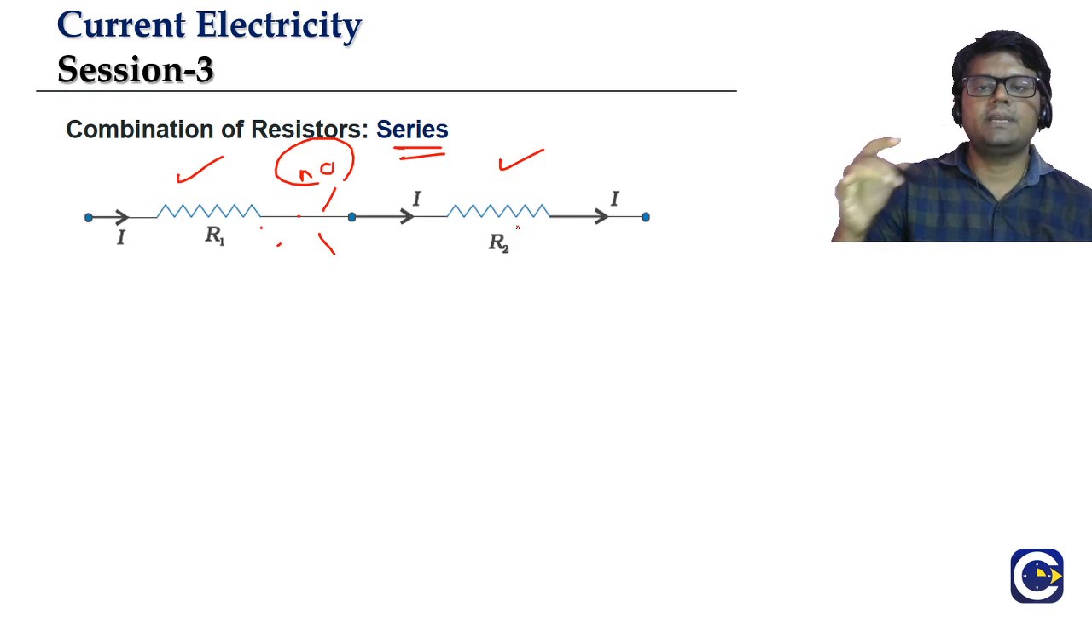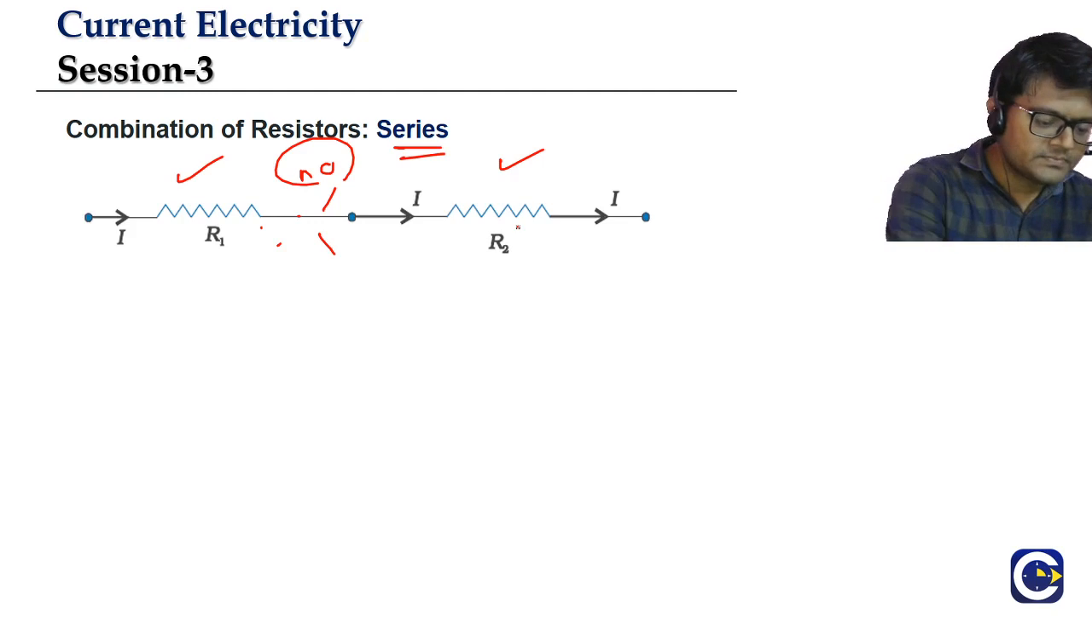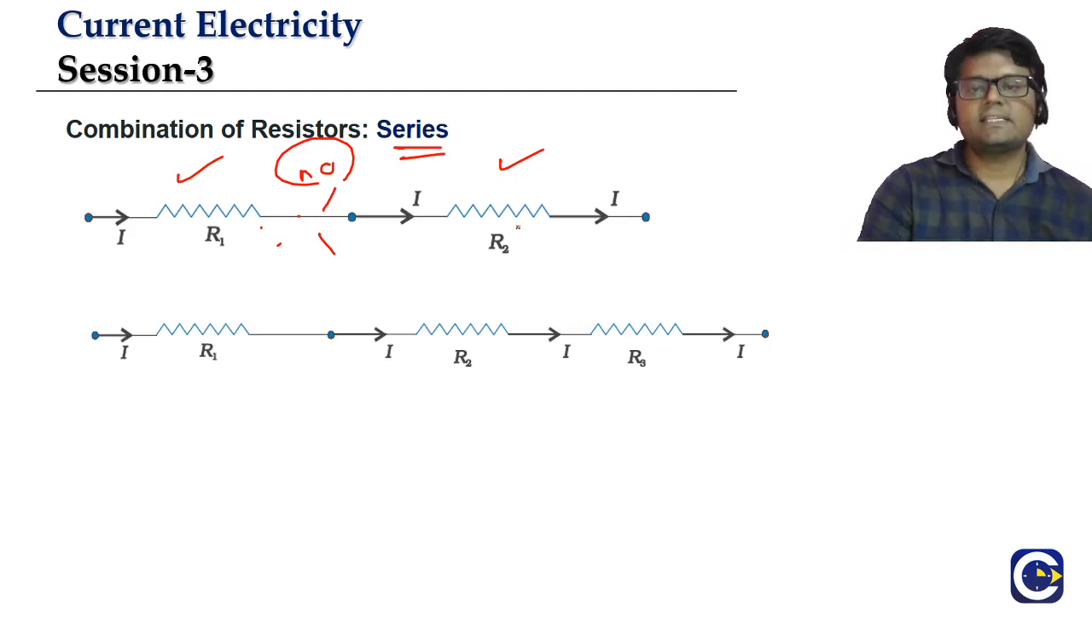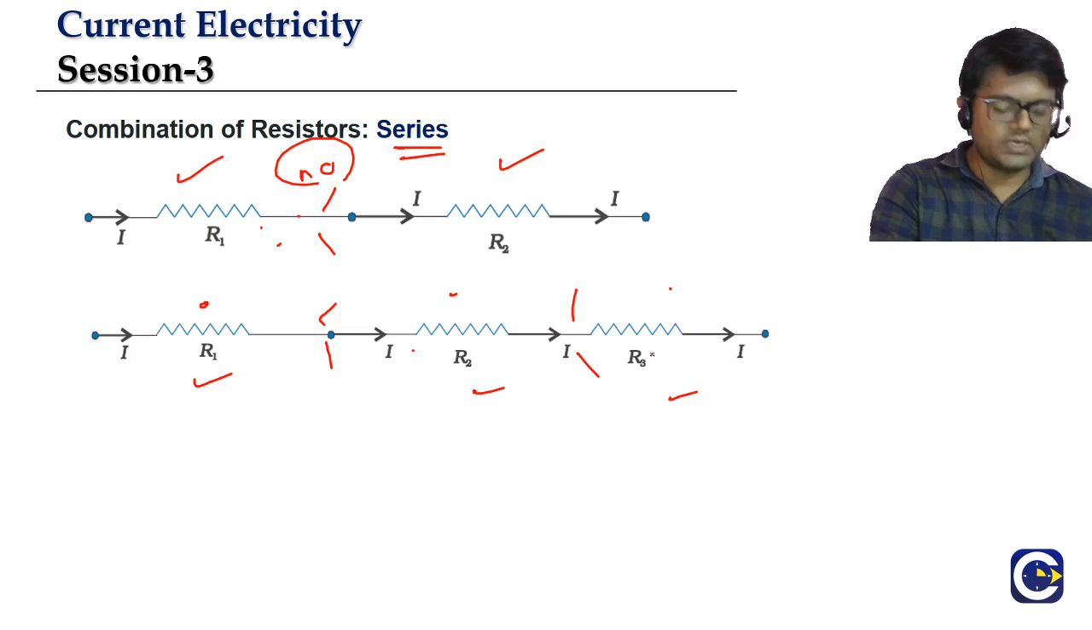So if you have a series combination of resistors, each resistor is going to have what? The same current flowing through them. Clear, guys? And if you have three resistors, let's say R1, R2, R3, do we have any junction connections here? Nothing is there. Means what? R1, R2 and R3 are basically in series. And if I is the current going through R1, the same current will go through R2 and the same current will also go through what? R3. So this is what we'll call the series combination of resistors.